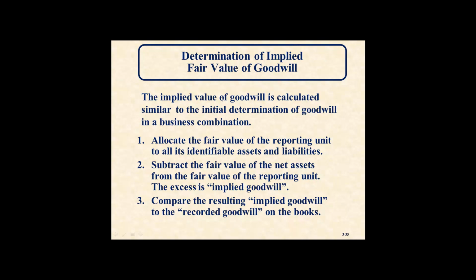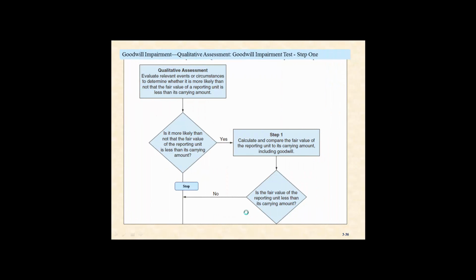The second step is the implied value of goodwill is calculated similar to the determination of goodwill in a business combination. You allocate fair value of the reporting unit to all of its identifiable assets. Subtract the fair value of the net assets from the fair value of the reporting unit. The excess is implied goodwill. Compare the implied goodwill with the recorded goodwill.